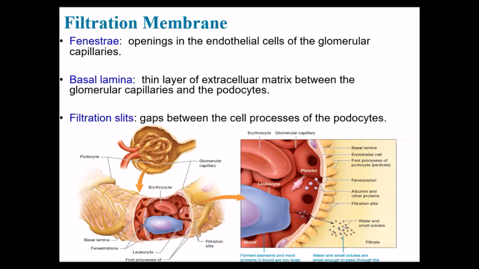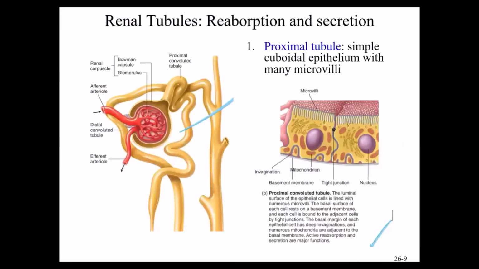To do that, you have the fenestrae. You have a layer called the basal lamina layer. That's just a thin matrix layer. You can see it here on the diagram. It's like the basement membrane you would find in epithelial cells. And then there are the filtration slits created by those podocytes wrapped around it. So you have a three-layer system to create a membrane.